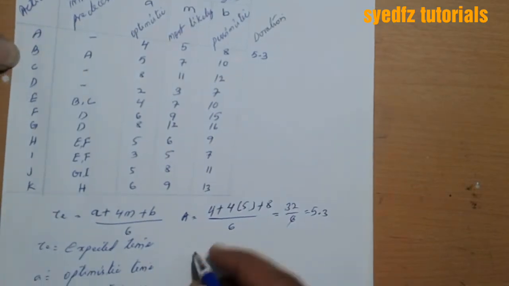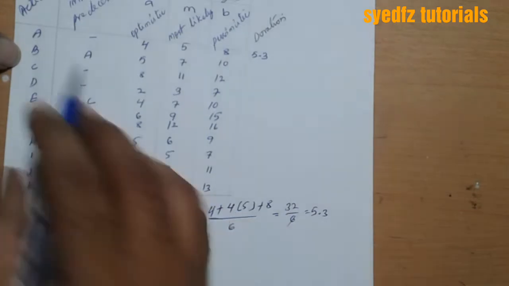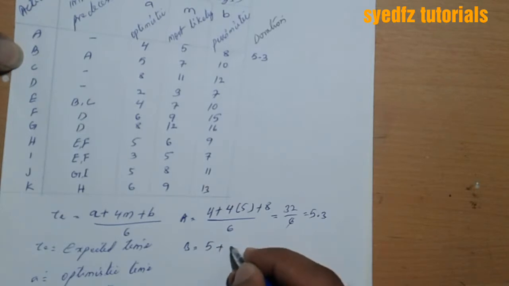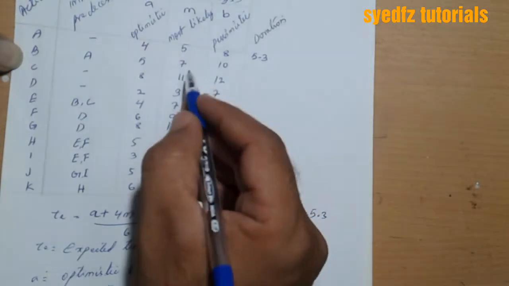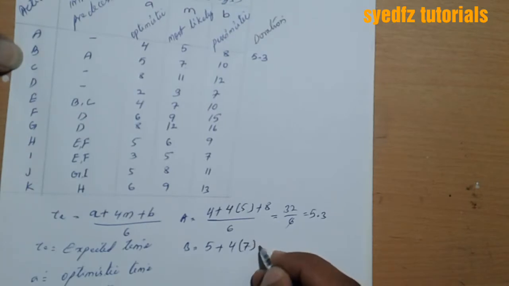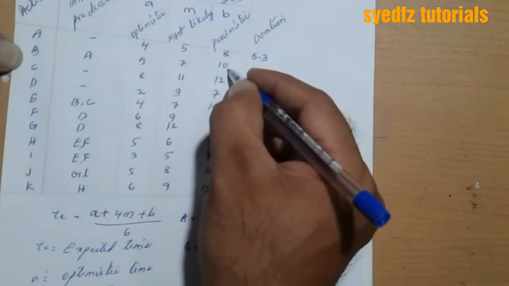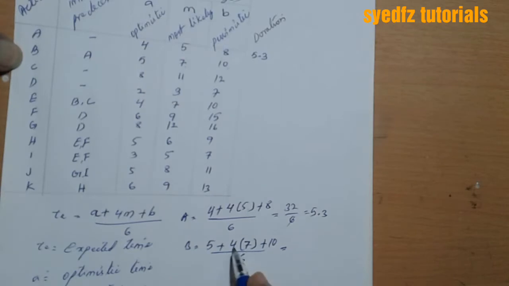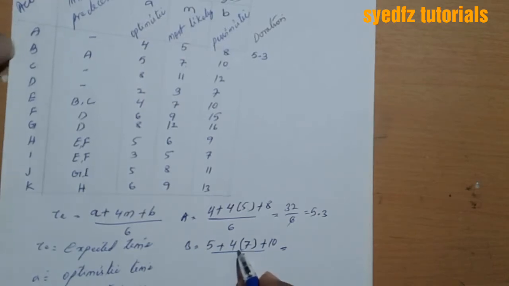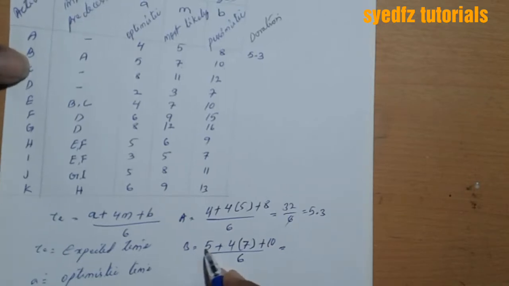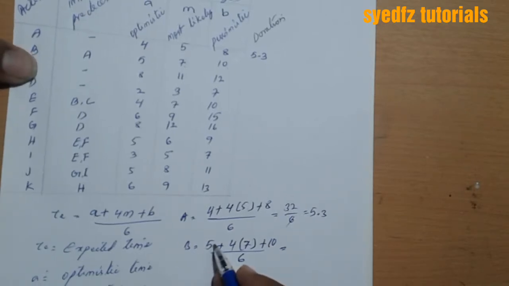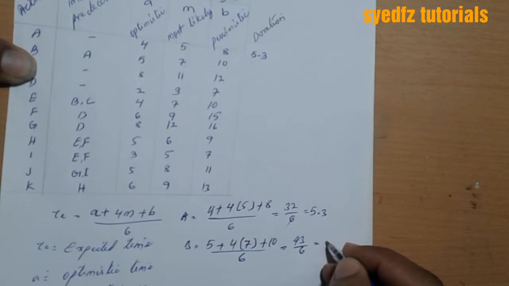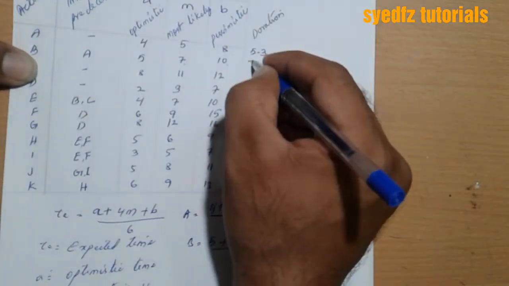Take for B. A is 5, plus 4 in the formula, then most likely 7, plus B is 10, divided by 6. 7 fours are 28, 33, 43, divided by 6. You will get 7.2. So this one is 7.2.